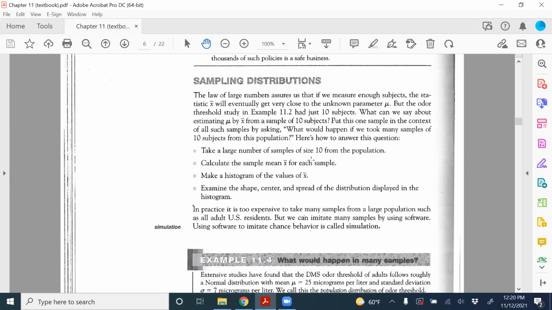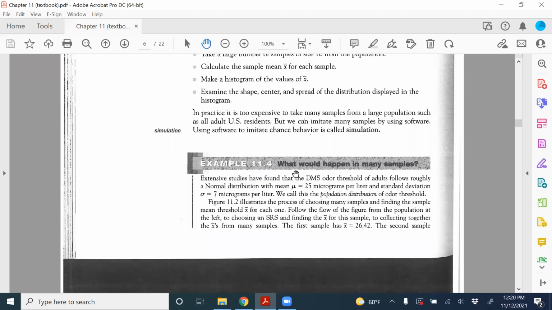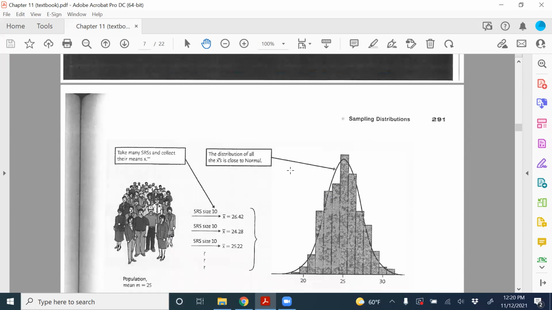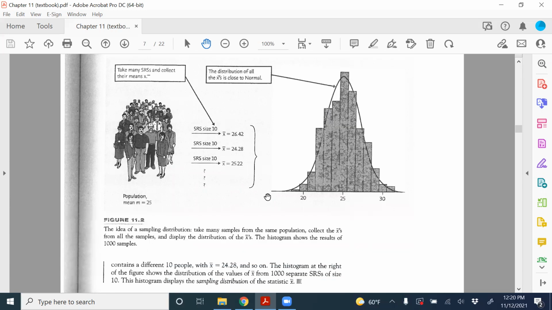Sampling distributions. Usually we try to take a large number of samples of size 10. 10 is usually considered a pretty good number to go. I'd like to say 30 is probably a little better. Calculate the sample mean, try to make a histogram, and explain the shape of the histogram. We've done that in the past. And as you take more and more samples of size 10, you'll start noticing that ultimately the distribution is going to start looking more normal.